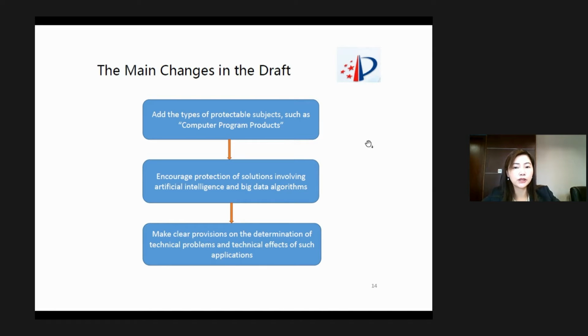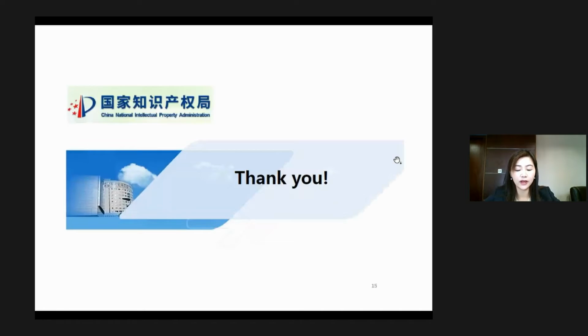So the main changes in the draft include patentable subject matter such as computer program products, encouraging patent protection for solutions involving artificial intelligence and big data algorithms, and making it clear how to judge technical issues and technical effects. So that's my presentation. Thank you.